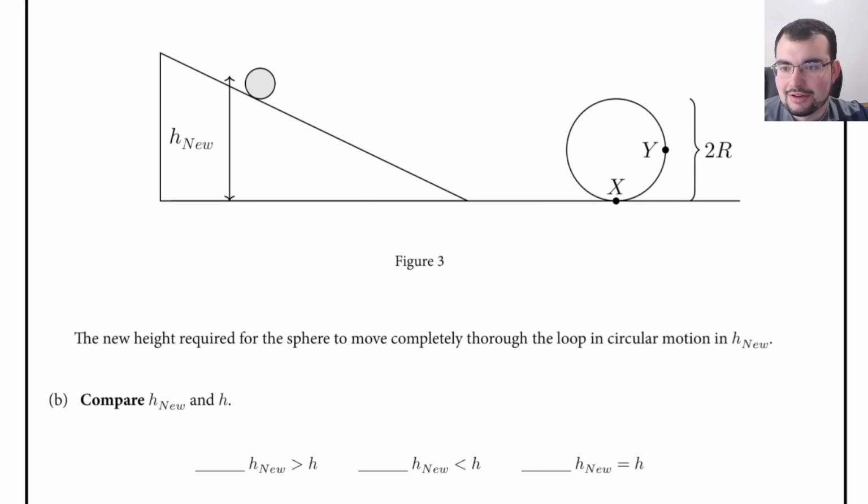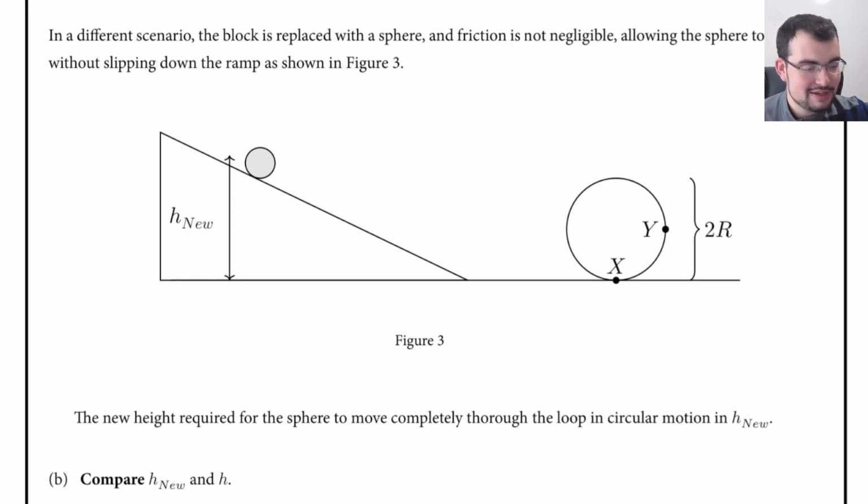Okay, we got double thorough. We get the idea, though. So we're basically saying, if instead of a block, we replace it with a rolling sphere, do we have to drop the sphere from higher or lower to get it to loop the loop?